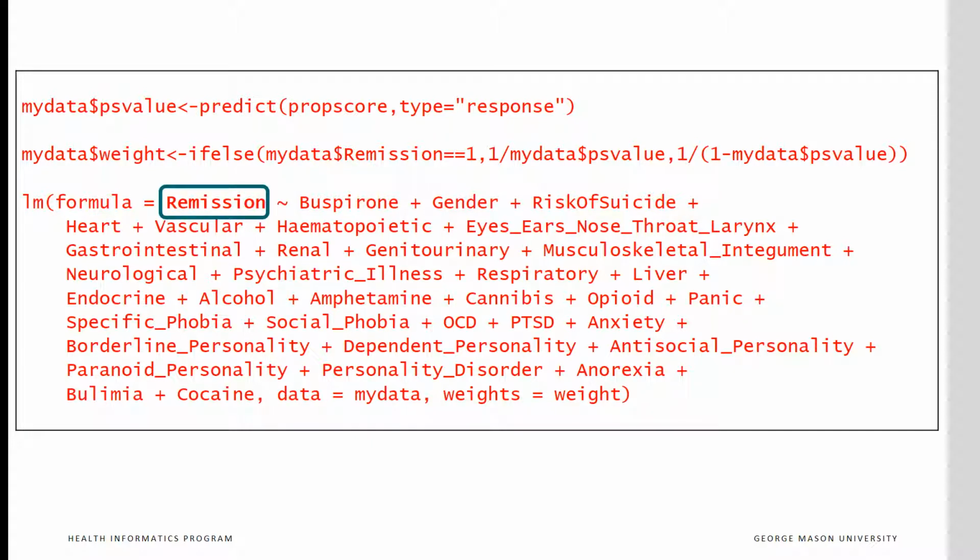In contrast to when we were calculating propensity scores, the dependent variable is now remission rates and not use of Buspirone. After the tilde, the R code lists the independent variables. Buspirone is now listed as an independent variable, not a dependent variable. Baseline variables are also listed. The last part of the R code tells the computer to use the field called weight in the data frame for the weights in the regression.